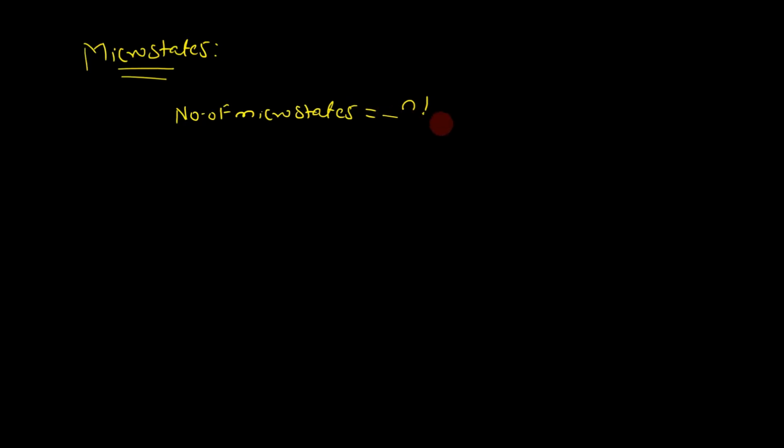Guys, today we are going to see macro states. So how to calculate the number of macro states? The formula is n factorial upon r factorial and n minus r factorial. So this is the formula for calculating the number of macro states.